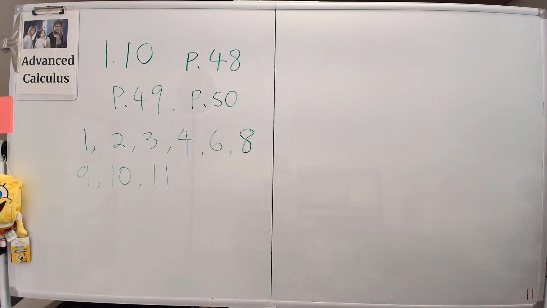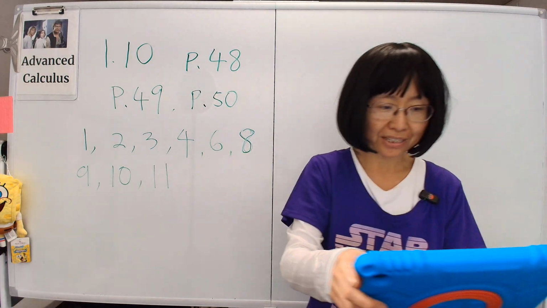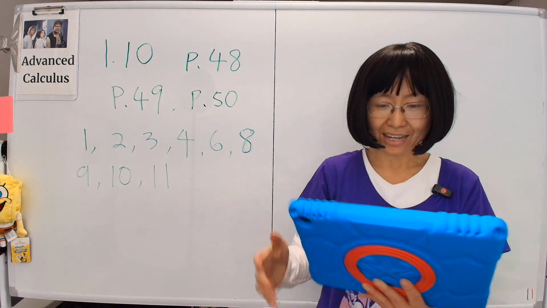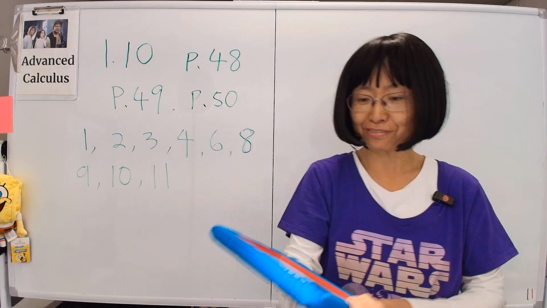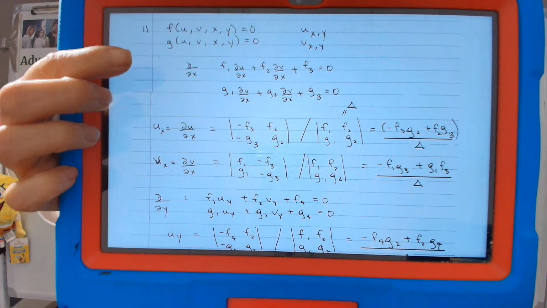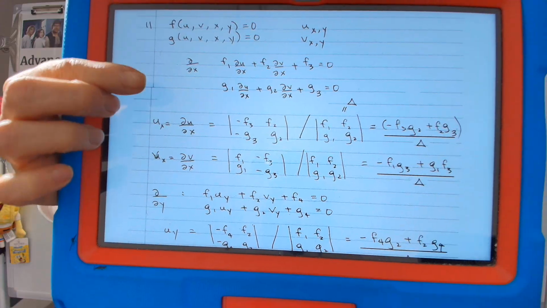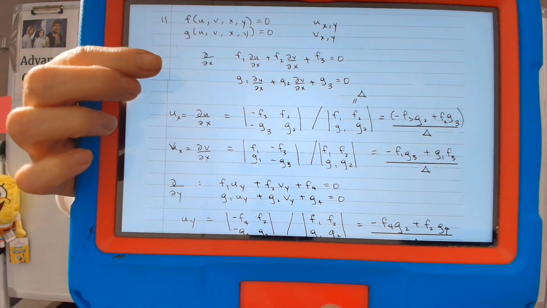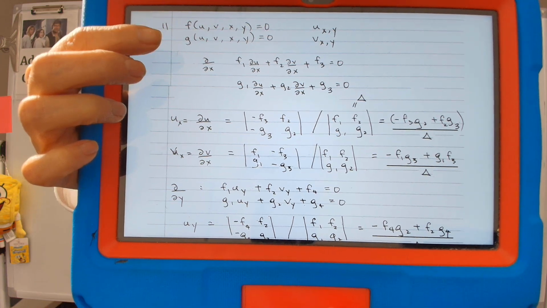Then we will go to problem 11. Problem 11 is, again, a similar situation, but this time it's not so quick or short. I had to write out 2 pages of stuff, so I have it scanned in here because I think it's easier for you to see. Now, what happened is we have F and G.